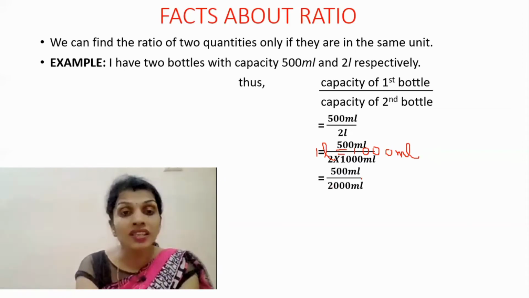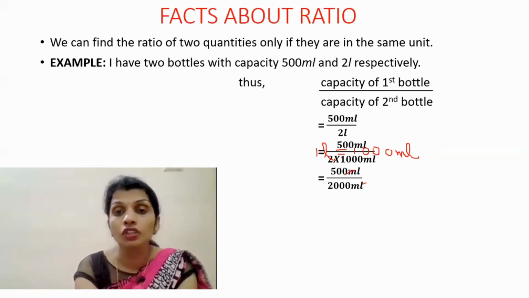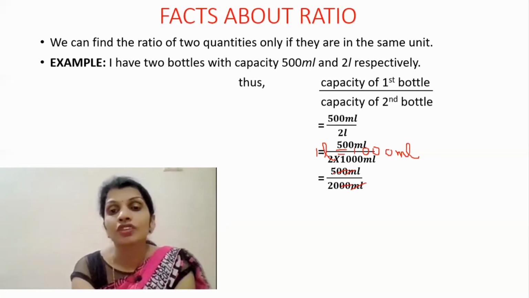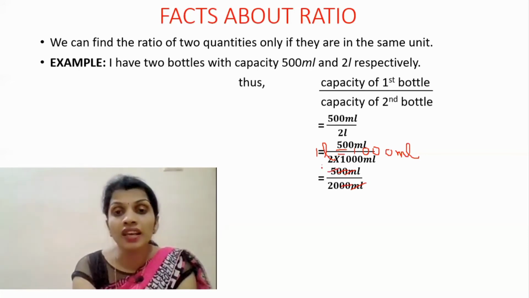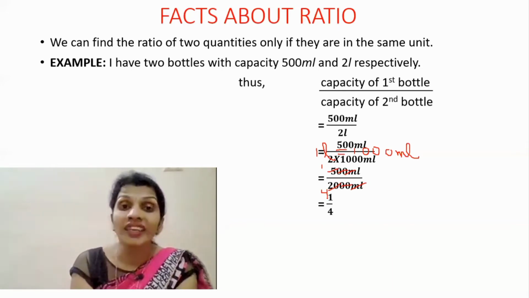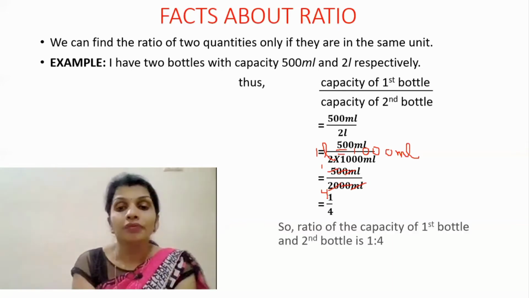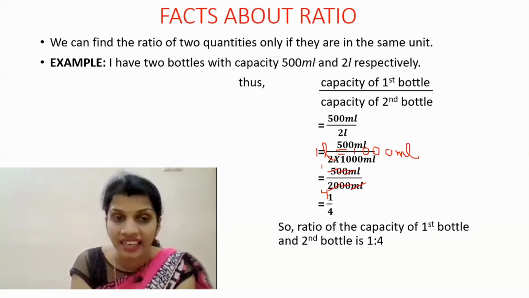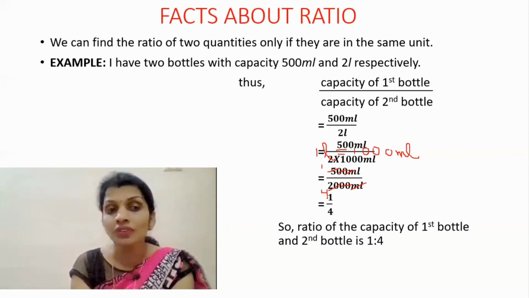Now the units are the same, so we can easily cancel them. The milliliter will cancel out. Cancel the zeros, 20 and this 20. Now 5 and 20, they come in which multiple together? Think. Very good, 5. We know that 5 ones are 5 and 5 fours are 20. So how does our answer come down? 1 upon 4, or we can say the ratio will be 1 is to 4. The ratio of the capacity of the first bottle and the second bottle is 1 is to 4.